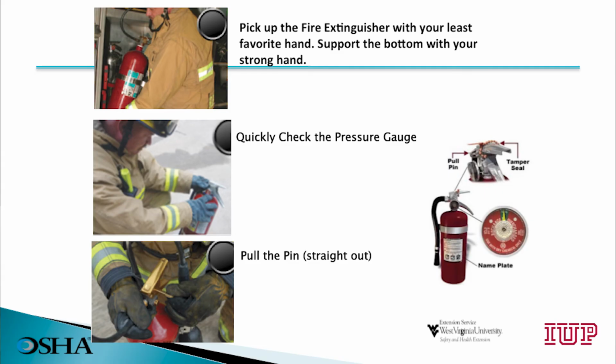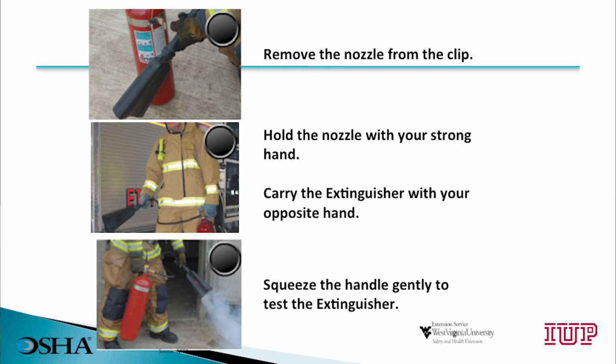If we are going to fight a fire, we will pick up the fire extinguisher with your least favorite hand and support the bottom with your strong hand. The first step is to quickly check the pressure gauge, and the needle should be in the green range. We will pull the pin straight out. We will remove the nozzle from the clip and hold that nozzle with your strong hand. We will carry the extinguisher with your opposite hand. With your opposite hand, you will squeeze the handle gently to test the extinguisher before attempting to fight the fire.